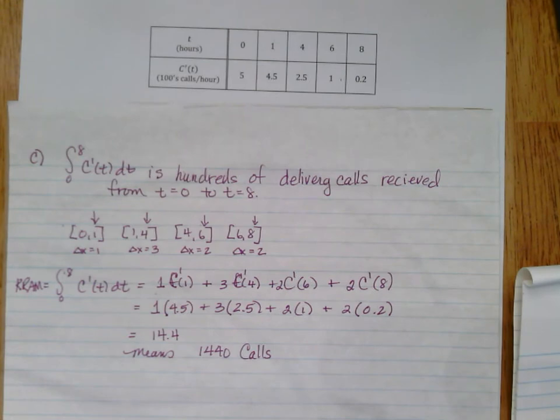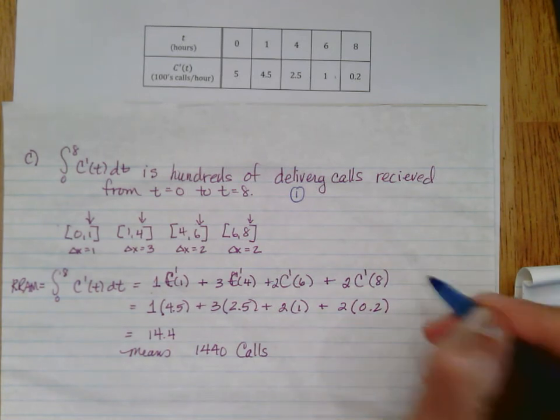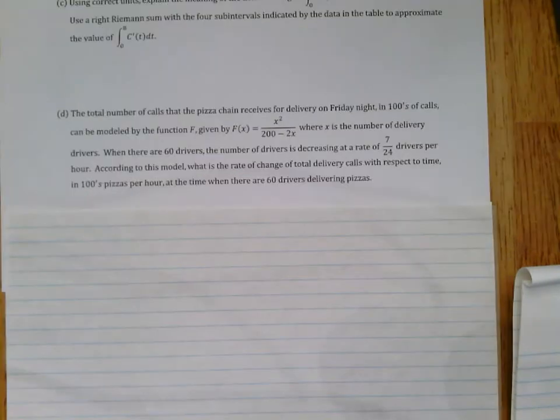Okay, points on that: 1 point for your interpretation, 1 point for your Riemann sum, whether you have this line or this line, and then 1 point for the approximation.